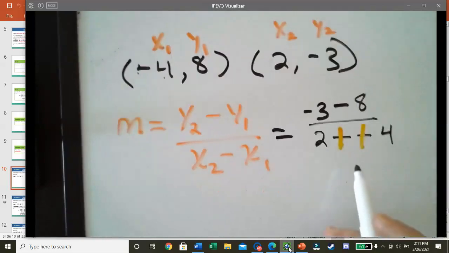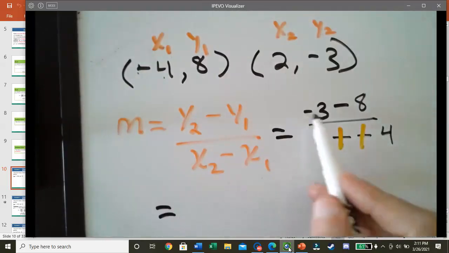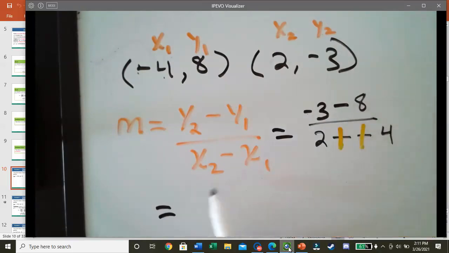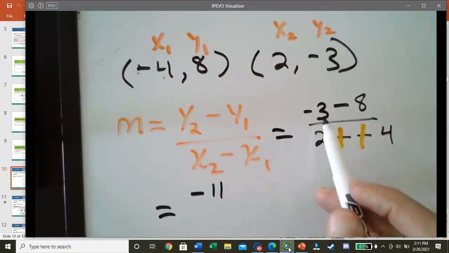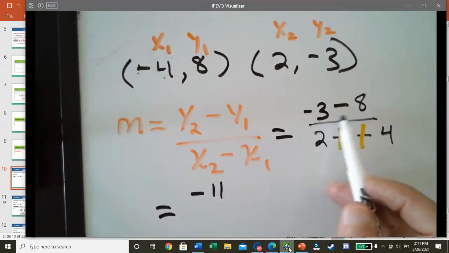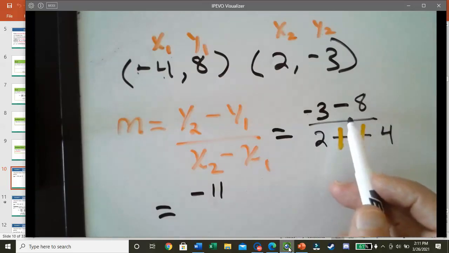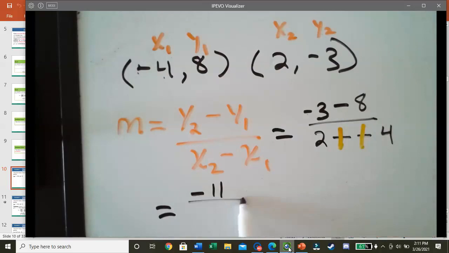Okay, questions so far? Okay, so negative 3 minus 8, what's that? Yeah, negative 11, right? If you dig 3 inches down, and then you dig another 8 inches down, you're 11 inches in the hole, right? So it's a negative 11 over 2 plus 4 is what? 6. So our slope is a negative 11 over 6, right?